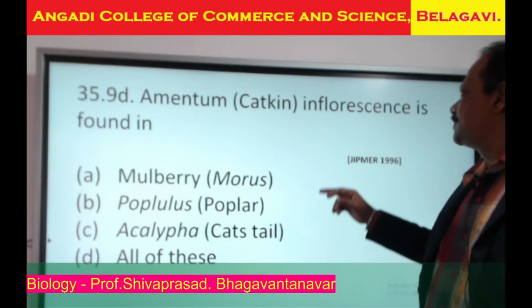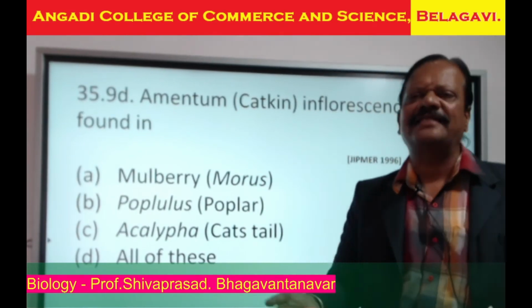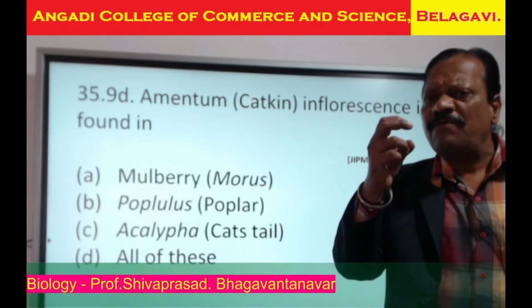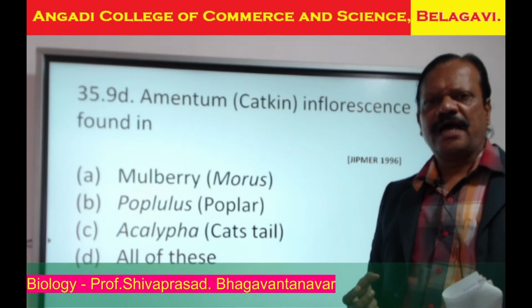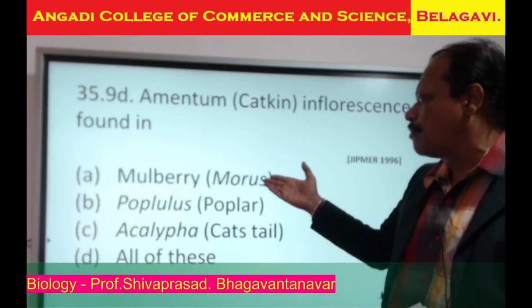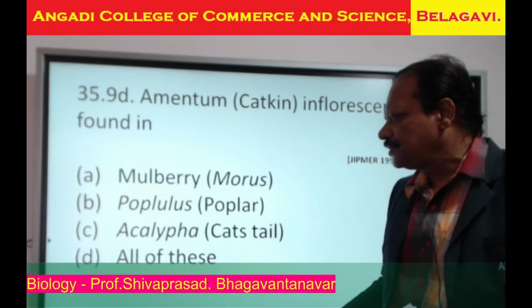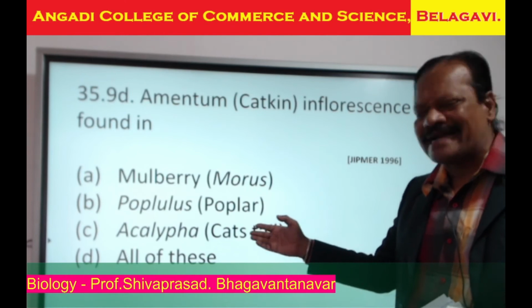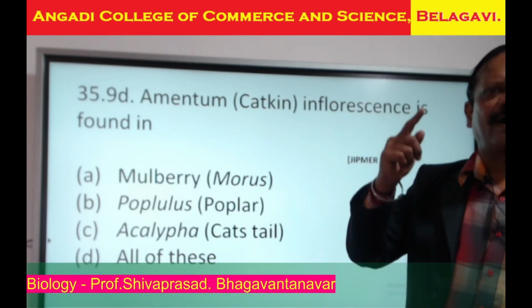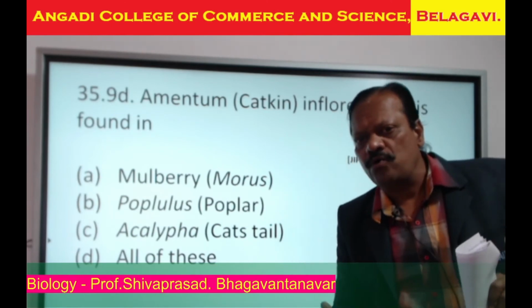Amentum, catkin inflorescence is found in. Catkin inflorescence is also like the spike inflorescence. Here also feathery flowers are produced. You can take the mulberry plant, that is Morus. Then Populus, called poplar. Then again, if you take cattail. All these show the catkin type of inflorescence. It is usually a spike type of inflorescence but hanging downward.